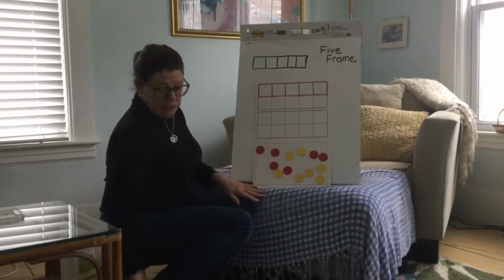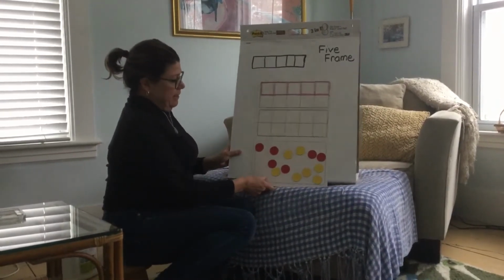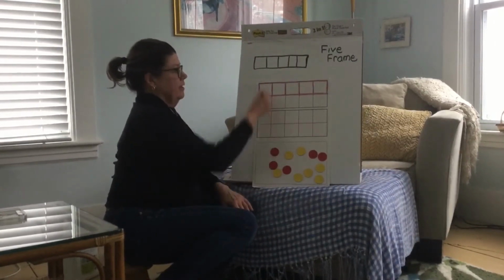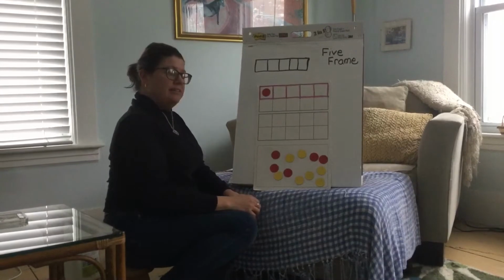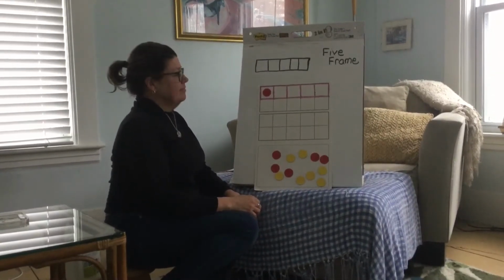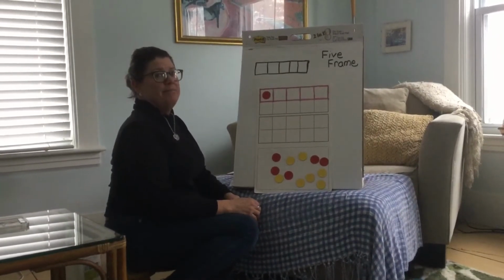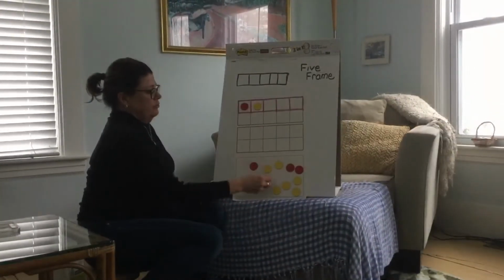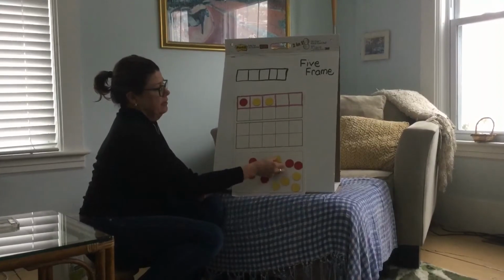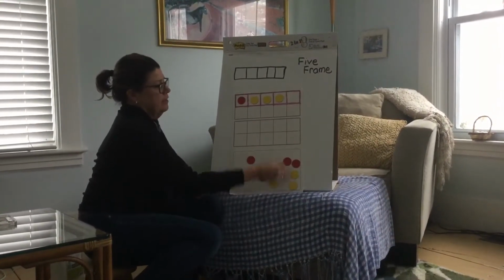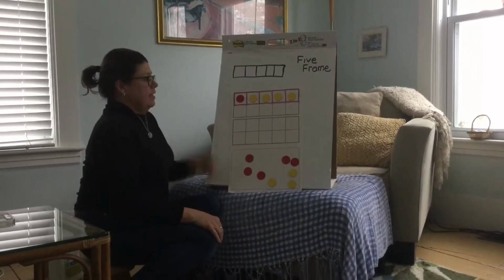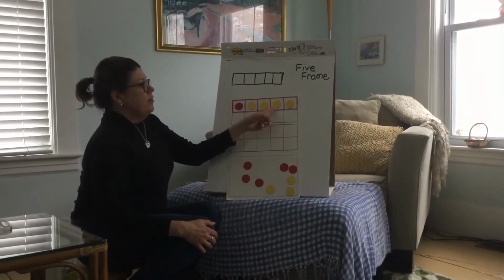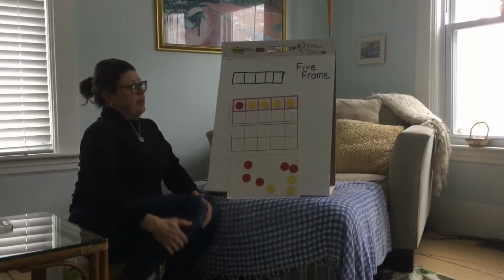The first activity we're going to be doing today is a counting activity. How many dots do you see? That's right, 1. How many more to make 5? 2, 3, 4, 5. If you have 1, you need 1, 2, 3, 4 more to make 5.